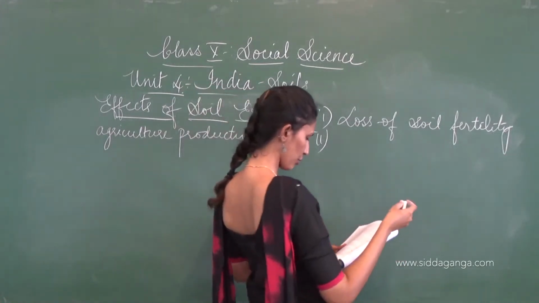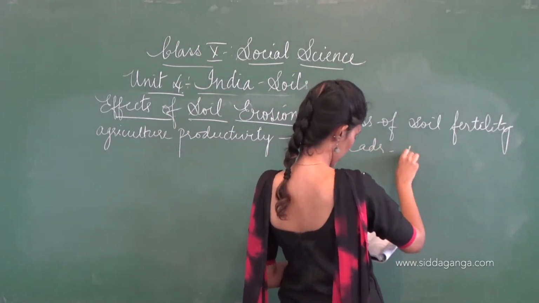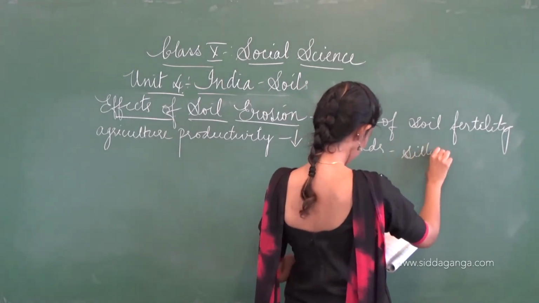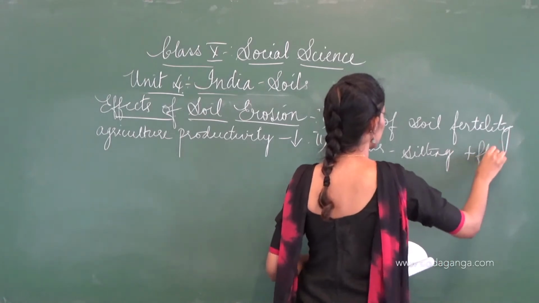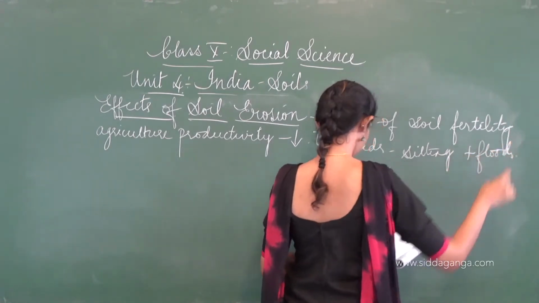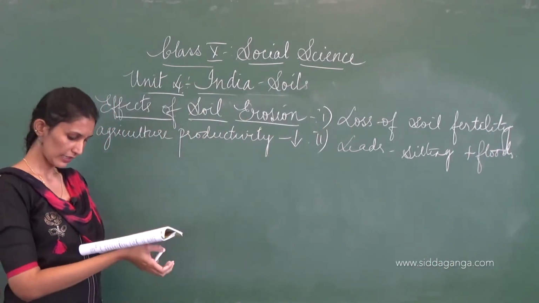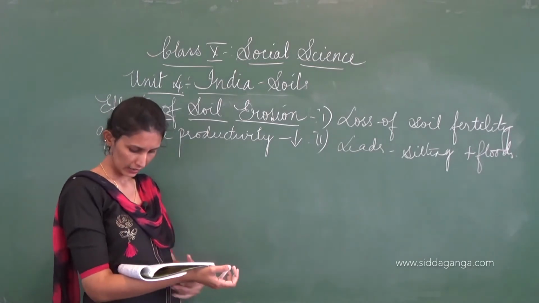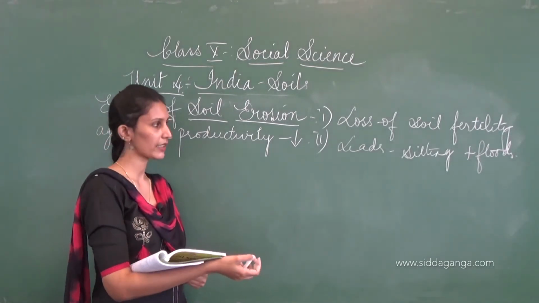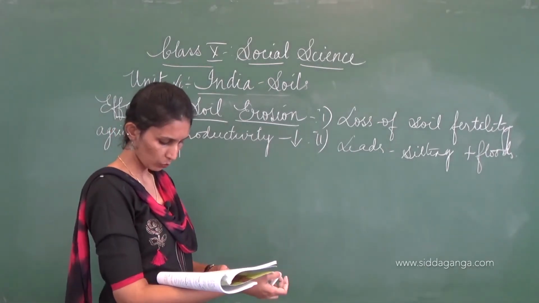Now, it leads to silting and floods. Now, understanding silting, silt is a piece or a layer of clay or other materials that are carried by water, the sediments that are carried by water.